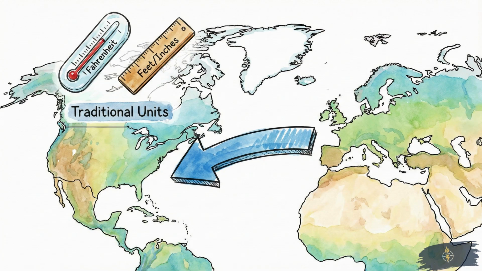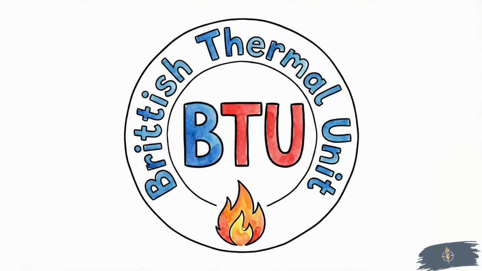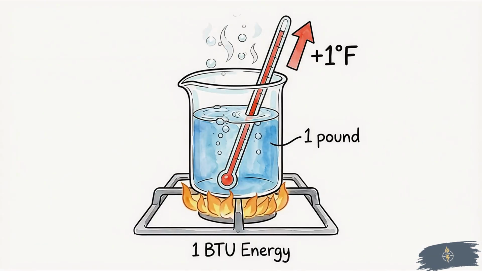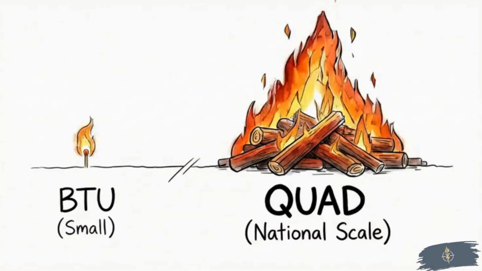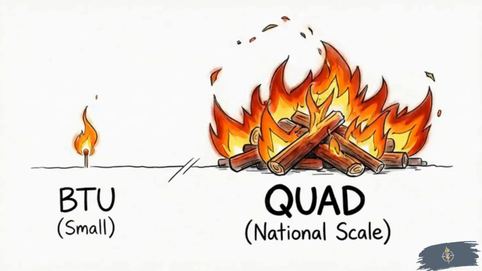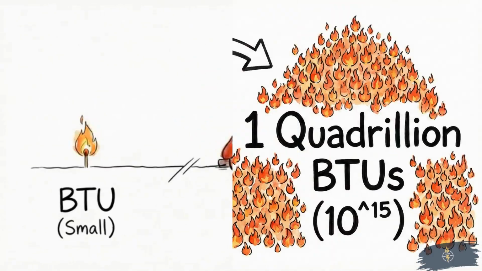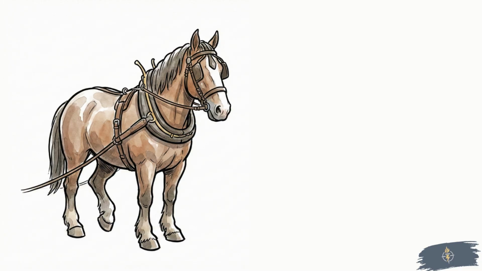Now let's cross the Atlantic. The United States still uses several traditional units. One of them is the BTU, the British thermal unit. A BTU is the amount of energy required to raise the temperature of 1 pound of water by 1 degree Fahrenheit. It's small. So when Americans talk about national energy consumption, they use something called a quad. 1 quad equals 10 to the power of 15 BTUs. That's a quadrillion BTUs.